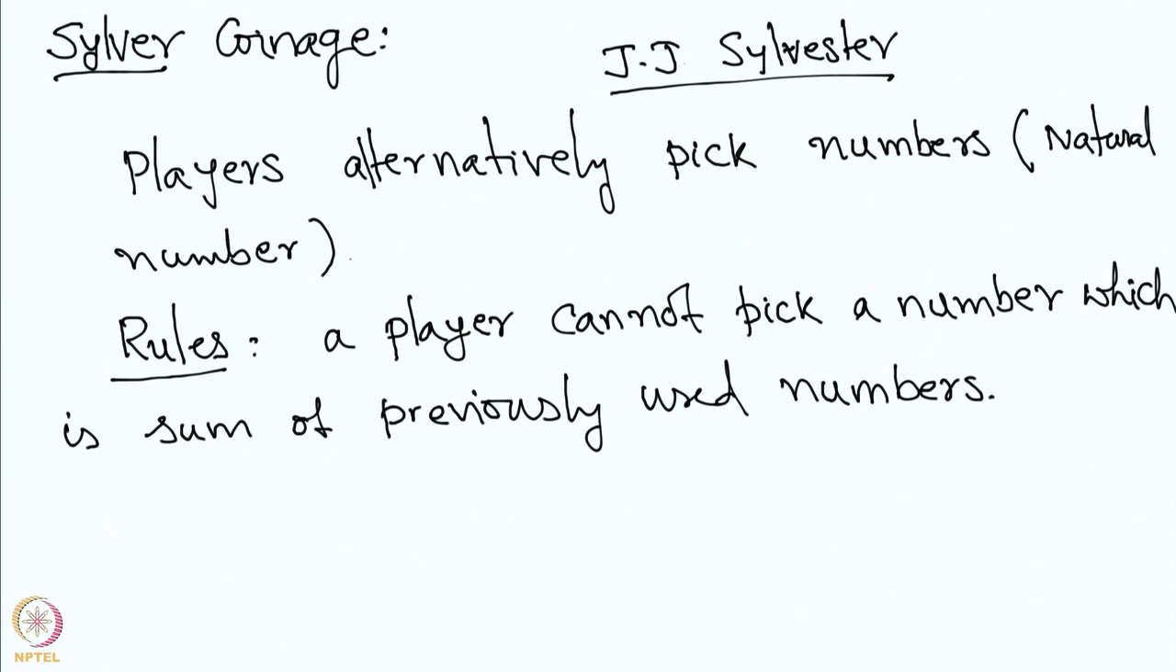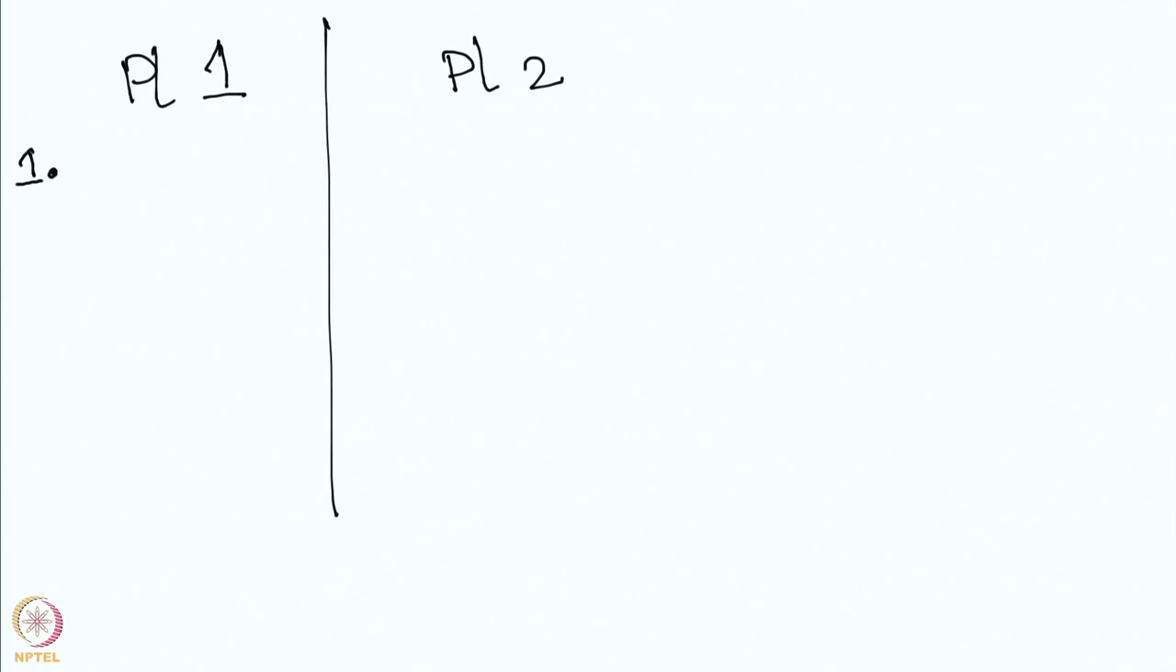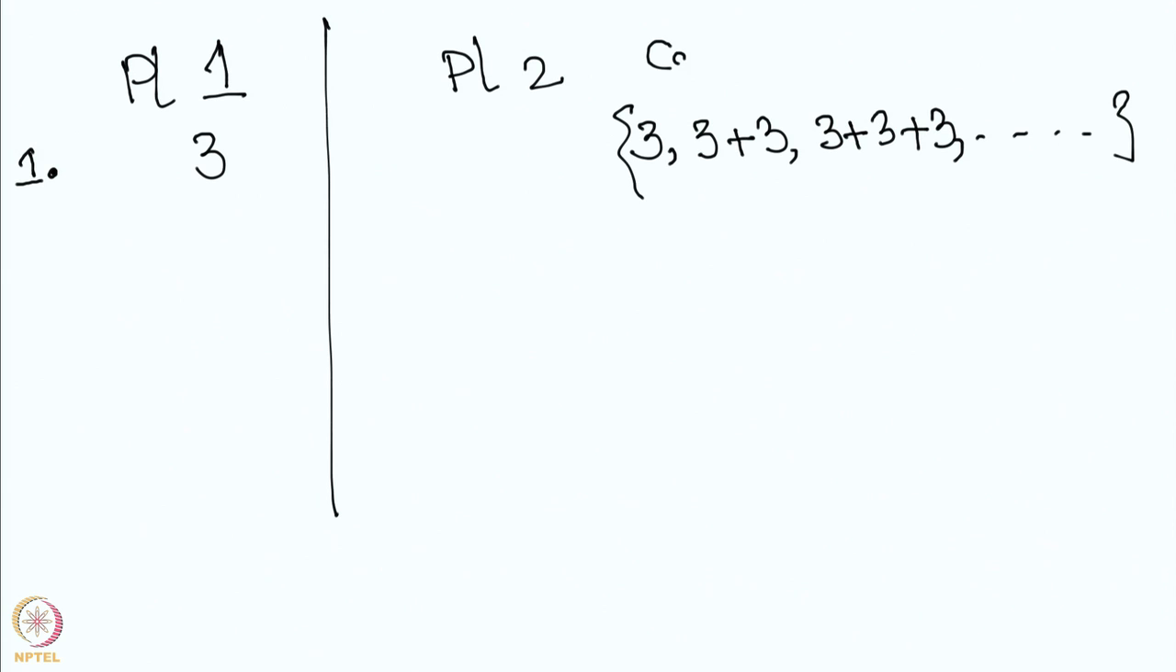So let me illustrate with an example. Let us say player 1 and player 2. In the first round, player 1 has picked 3. Now player 2 cannot pick 3 plus 3, or 3 plus 3 plus 3, like this. So he cannot pick from this. Let us say he can pick 7, which is certainly not in this set.